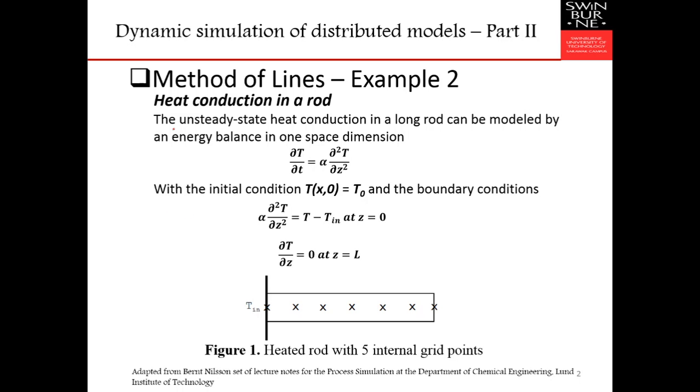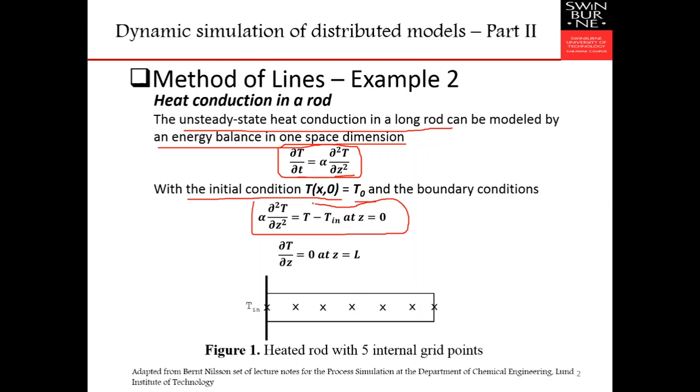So the unsteady state heat conduction in a long rod can be modeled by an energy balance in one space dimension, where we have this particular partial differential equation that is first order with respect to time and second order with respect to z. We have the initial condition that T at a particular x and at time t equals 0 is equal to T naught, and the two boundary conditions.